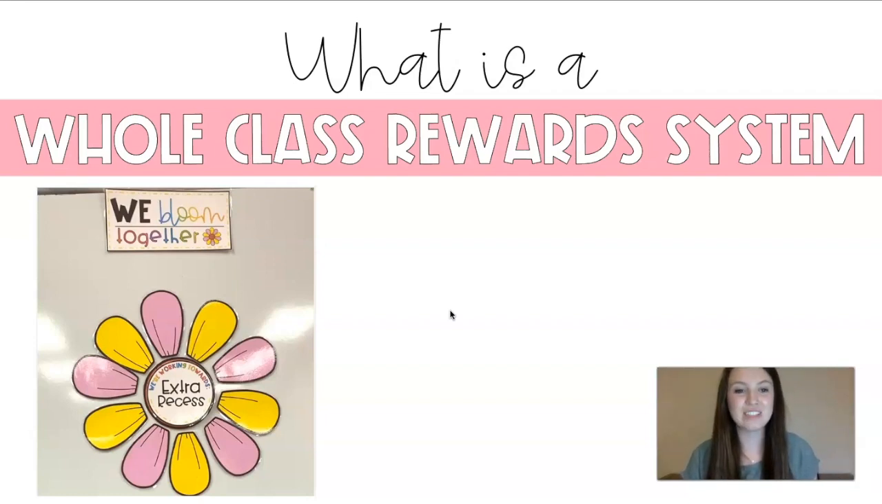So if you look at this example, this is the whole class rewards system I use in my class. I call it our class flower. Students vote on which reward they want to work towards, and then it goes in the center of the flower. Then students earn petals. When they get all 10 petals, they earn that reward.